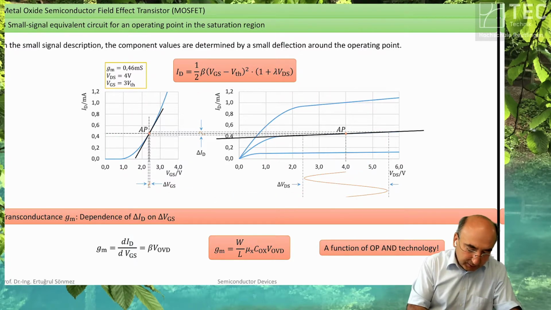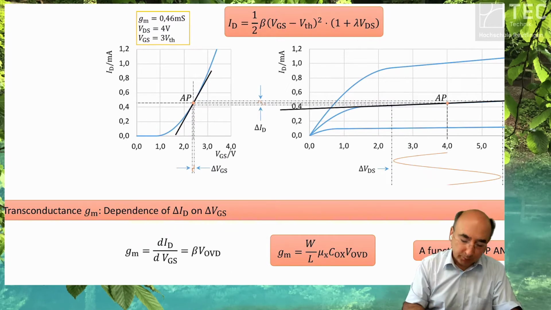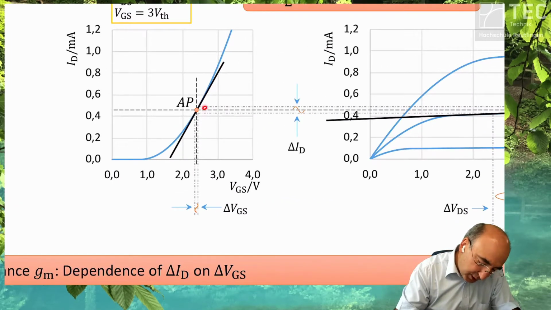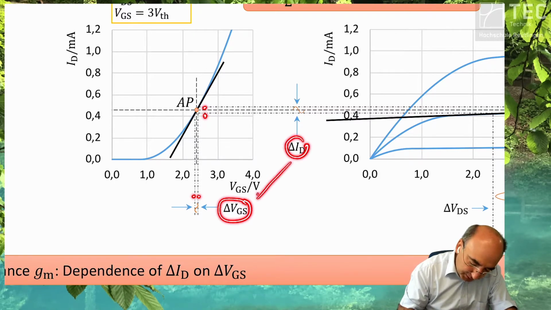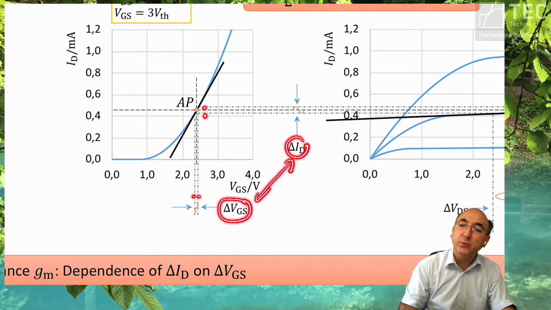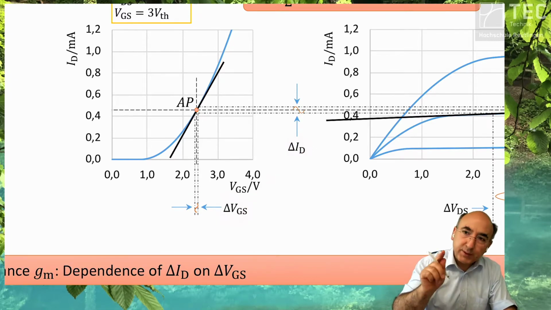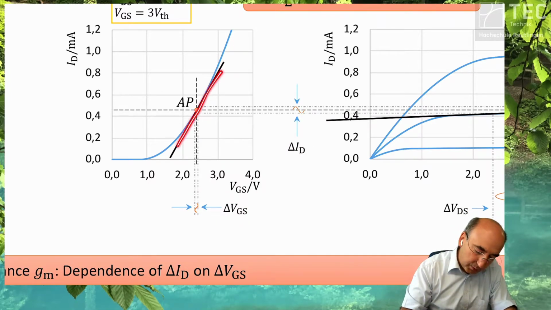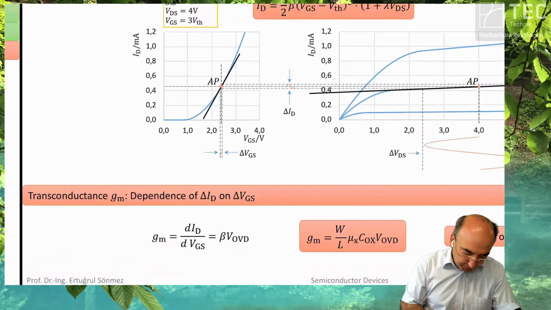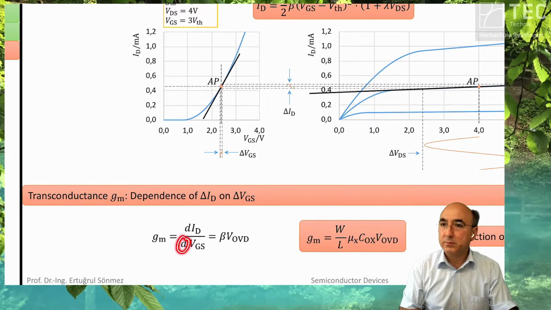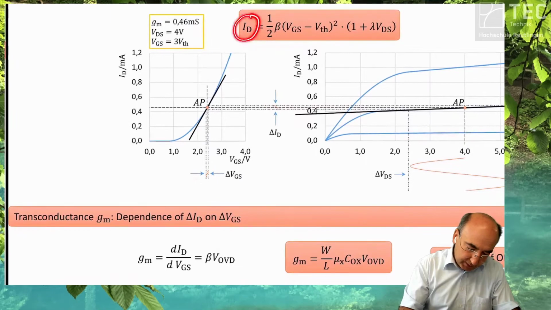Now, let's talk about values. What is the change in the signal voltage as a function of the change of the signal current as a function of the change in the signal voltage? For this purpose, we need the slope. What is a slope mathematically? The first derivative. Okay, so we have this equation.